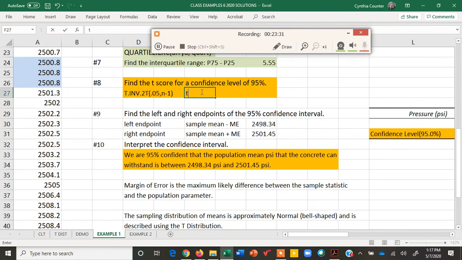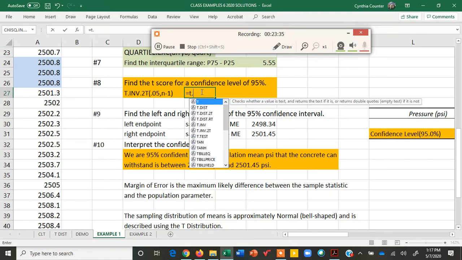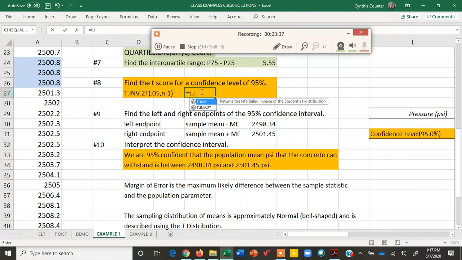So I go equal T, oops, I forgot to type my equals T dot INV, right? Here we are, two tails, 0.05, because that's the significance level, comma, our sample size here was 40, remember, so we're subtracting 1 and it's 39. You could just type in 39. I just want to remind you where the 39 would come from, and we hit enter, and here's our t-score.